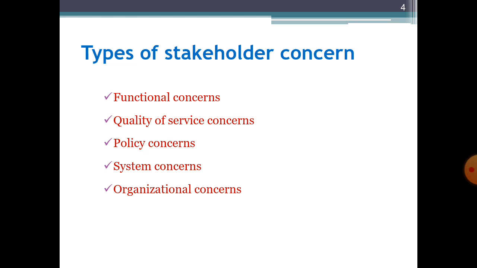So what are the different types of stakeholder concerns that are actually involved? These are the total five concerns that we need to consider in our aspect oriented programming. So the first one is about functional concern.